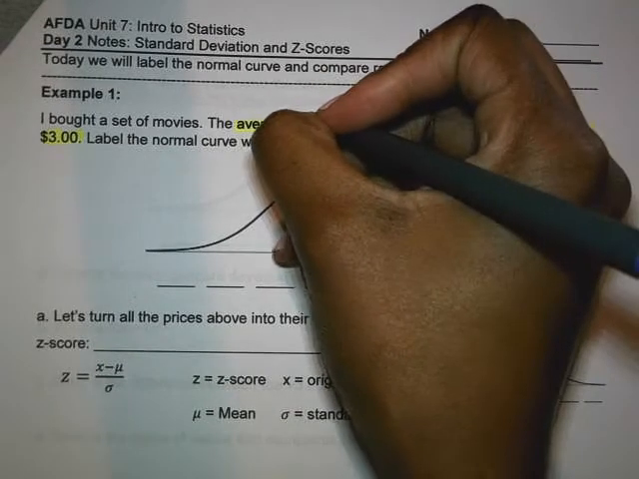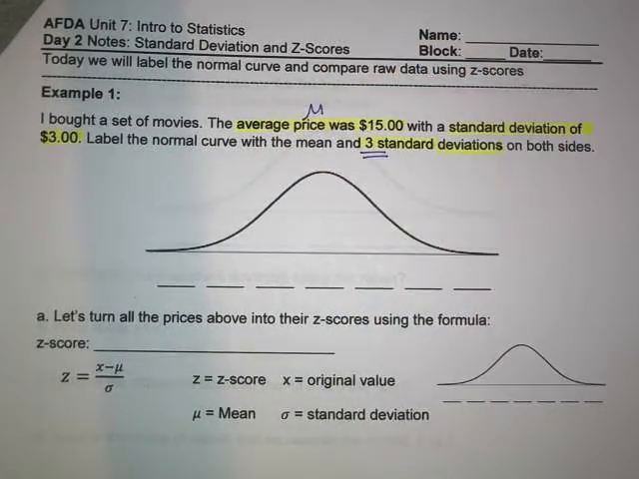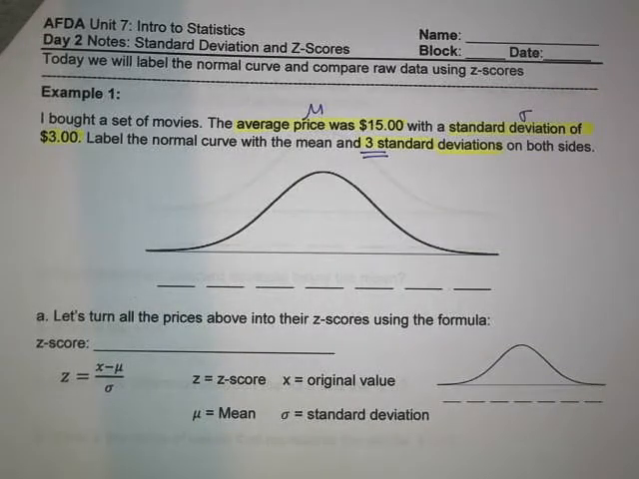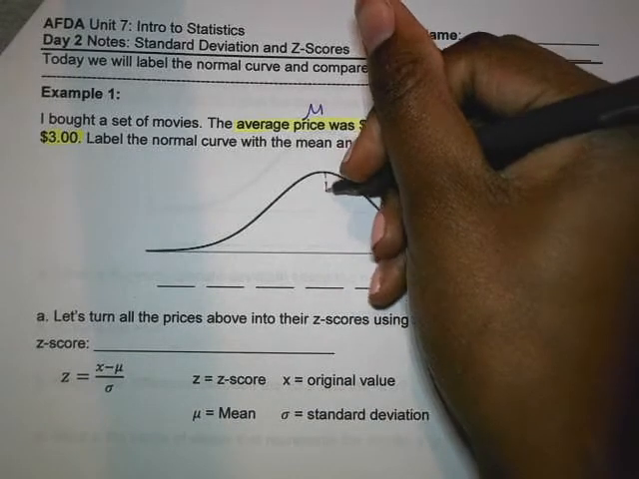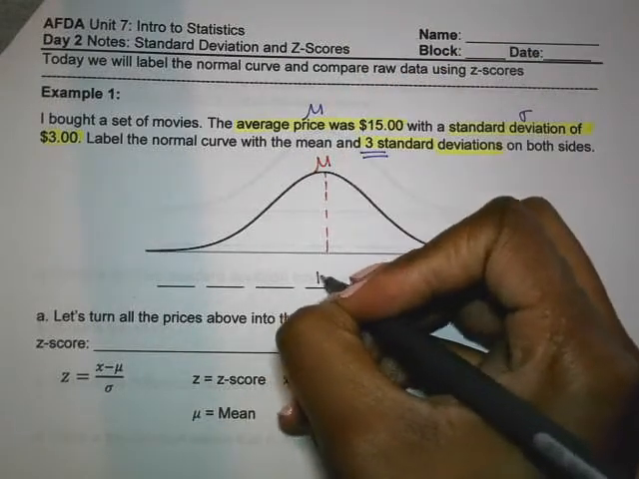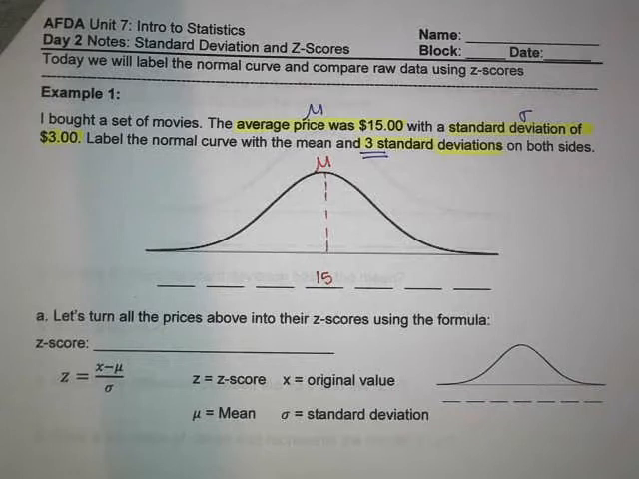So the average price is my mean. Your standard deviation was $3. So let's go ahead and fill this in. My mean always goes in the middle. So my mean is $15. For the sake of this, we're not going to put the cents, just whole numbers.